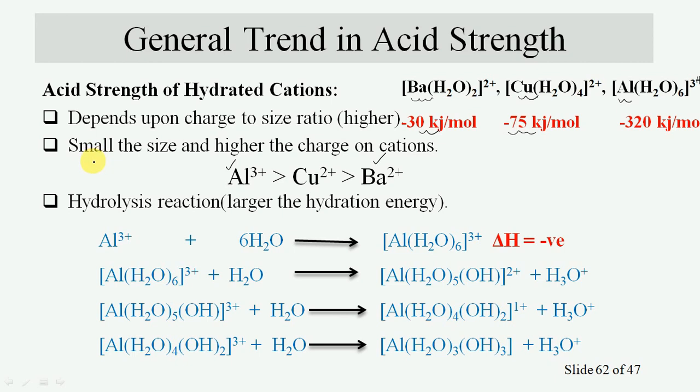The acidity can also be explained on the basis of the hydrolysis reaction, which is an acid-producing reaction of metal ions. For example, aluminium reacts with water molecules, and this is the hydration step. Aluminium 3+ can combine with 6 moles of water and this complex gets formed. Energy is released, that is, it is negative.